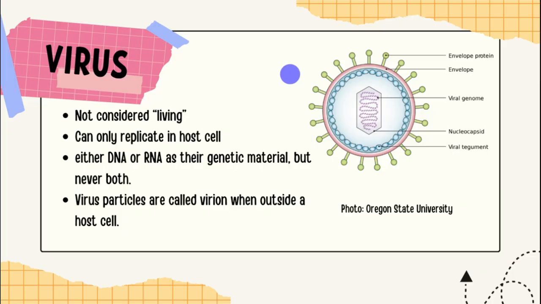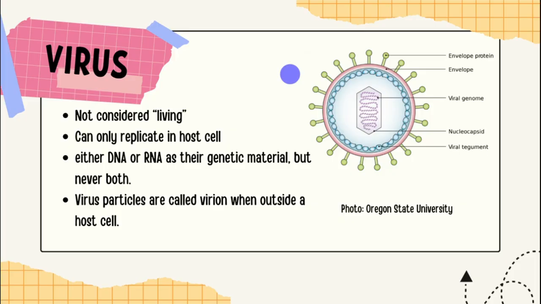So basically what you need to know about viruses is that they can either have DNA, which is deoxyribonucleic acid, or they can have RNA, which is ribonucleic acid, as their genetic material, but never both. There's no way you're going to find both DNA and RNA in a virus. It's either one or the other.